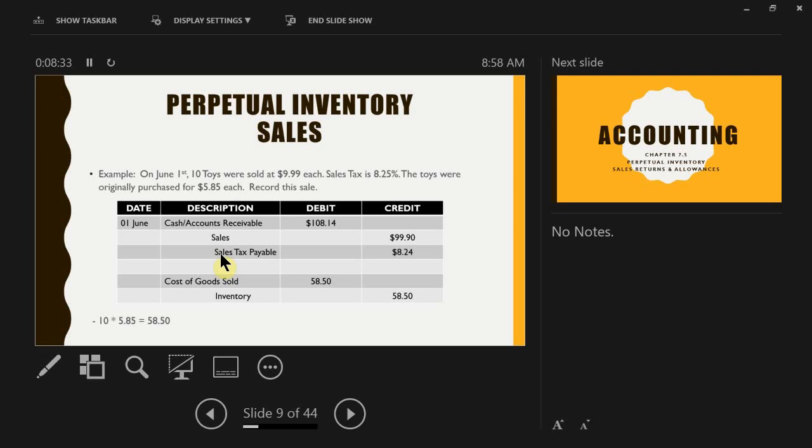And again, it just depends on what kind of item you sell. Do you care to keep track of it?